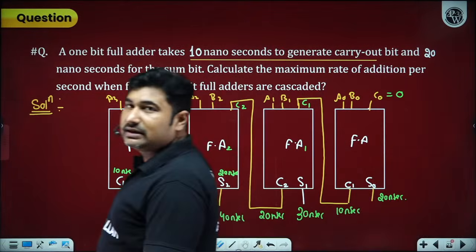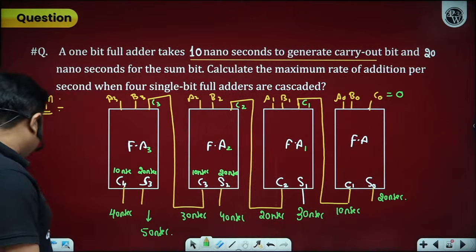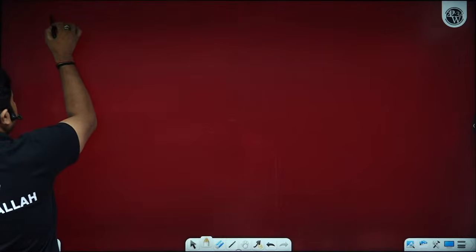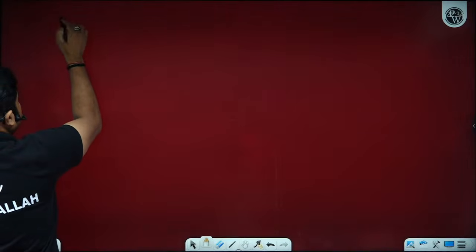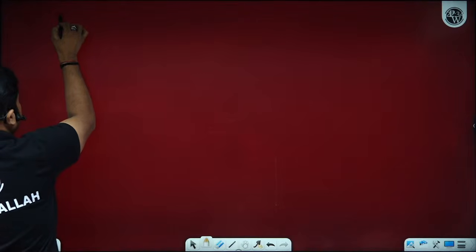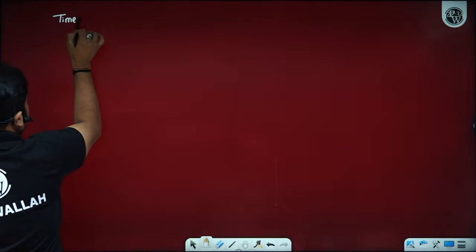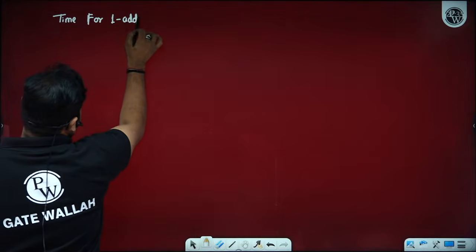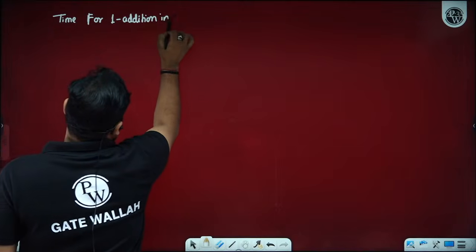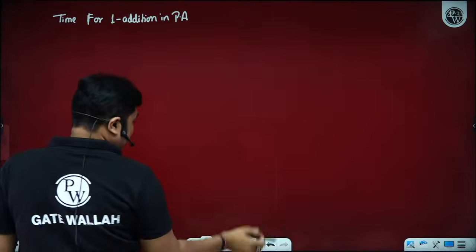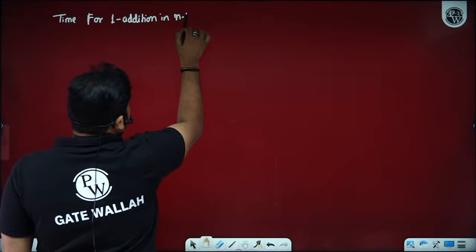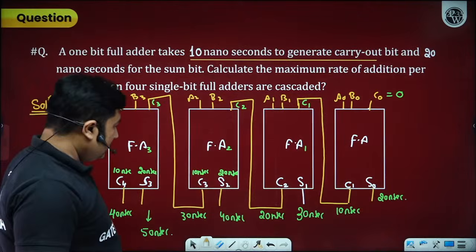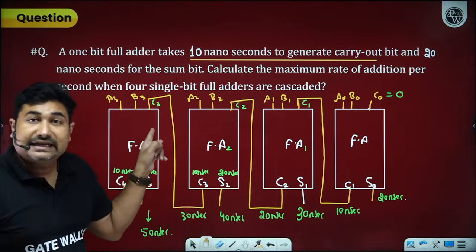How many of you are able to understand? Can I generalize in a formula way? Please observe. This is the worst case delay. The time for one addition in an n-bit parallel adder is equal to, please observe, we have to wait till C3 gets generated.